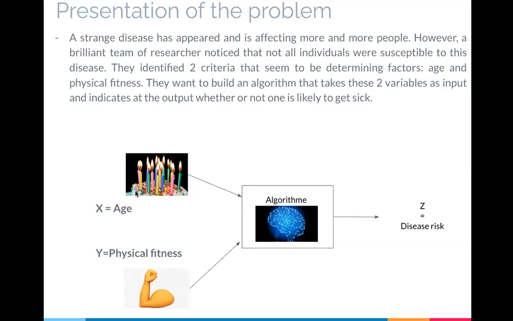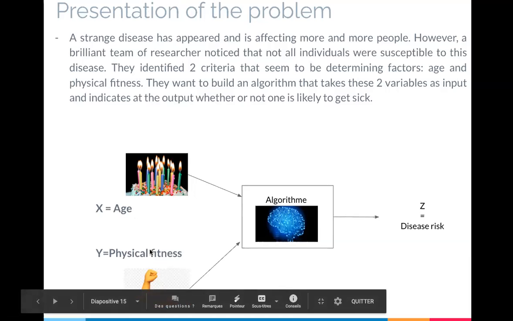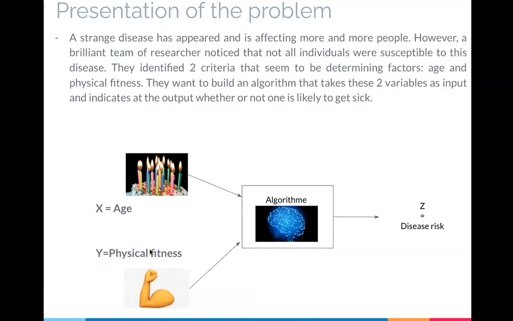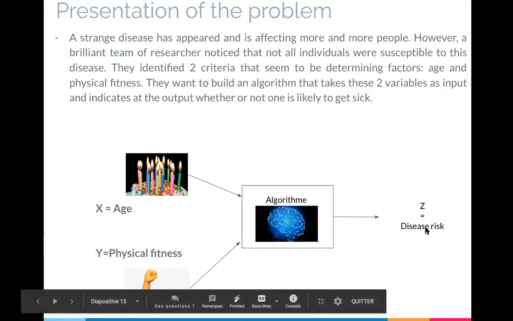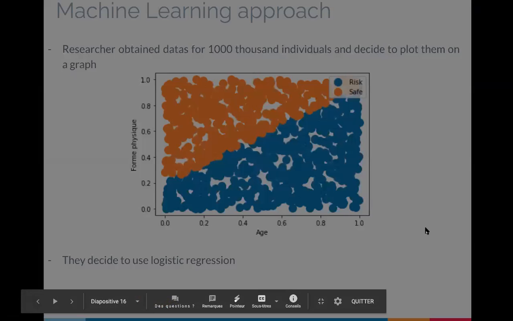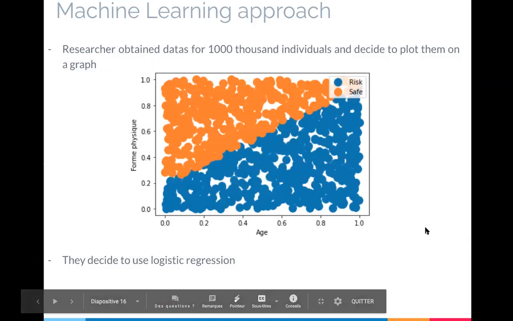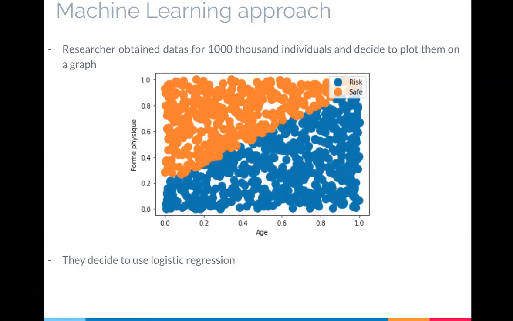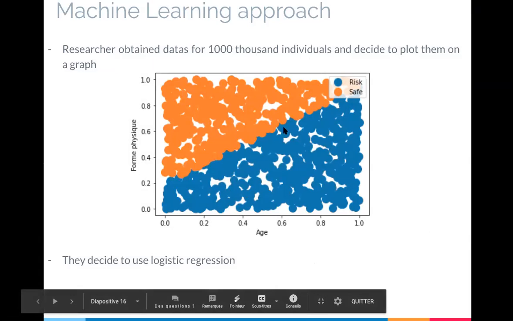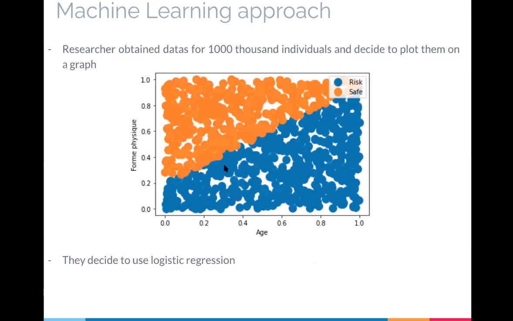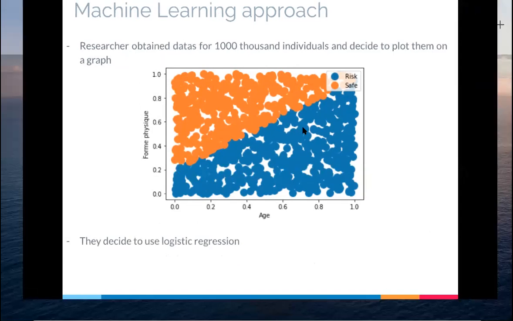So the idea is that we're going to have two input variables, age and physical fitness. In fact, I've generated a completely random variable, as we are going to see, but it's easier to have a story behind it. And what we want is to predict the disease risk. So we're going to use a machine learning approach. The researchers obtained data for some individuals, and they decide to plot them on a graph. What we can see on this graph is that these data are linearly separable. What it means is that we're able to separate the data with a line. And when that's the case, you want to use a logistic regression.